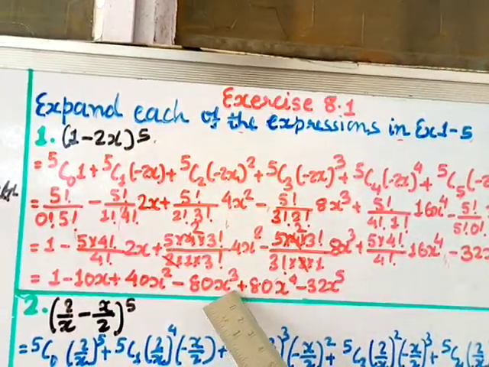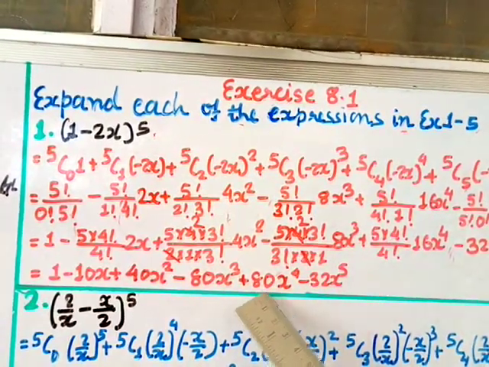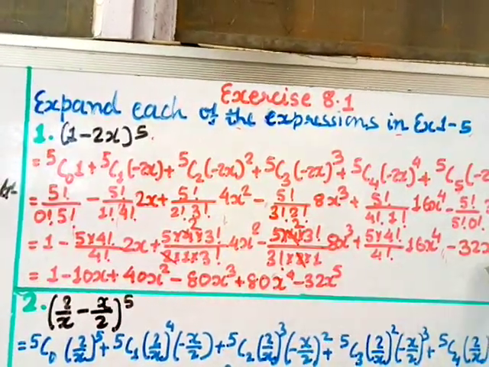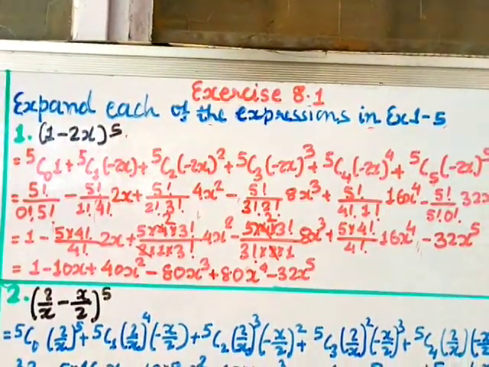Here x cube also is there, plus here 4 factorial cut, 60 into 5, that is again 80 into x power 4, minus this is as it is 32 x power 5. So that is the solution for question number 1.